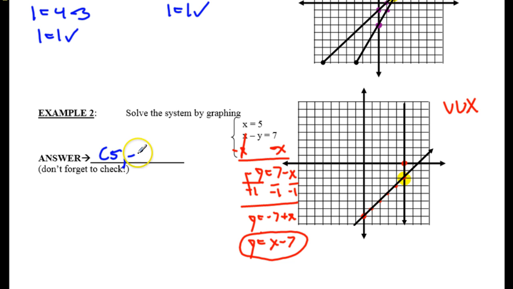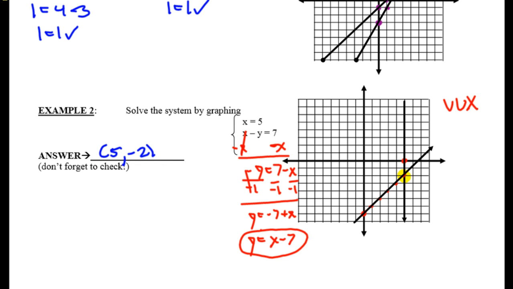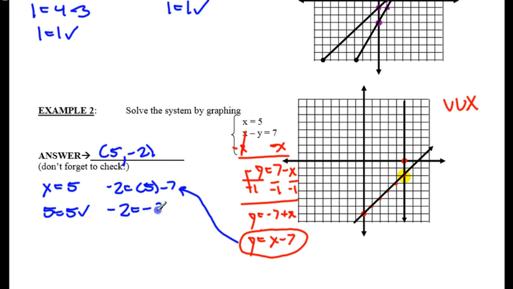5, negative 2. Now once again, let's check it by plugging it in. Now this first equation, x equals 5. We only have x. If I plug in my x value, 5 equals 5, that checks. There is no y to plug in, right? That one was kind of weird. Now this one we're going to plug in for this equation. Now the y is negative 2 equals the x is 5 minus 7. So this is negative 2 equals 5 minus 7 is negative 2. It checks out. So that point is the answer to that system of both equations.